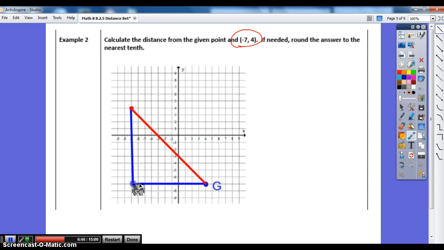No, you missed. Did I miss one? I gotta bring it over, don't I? Oops, my bad. And extend this. There we go. Now we have our right triangle.